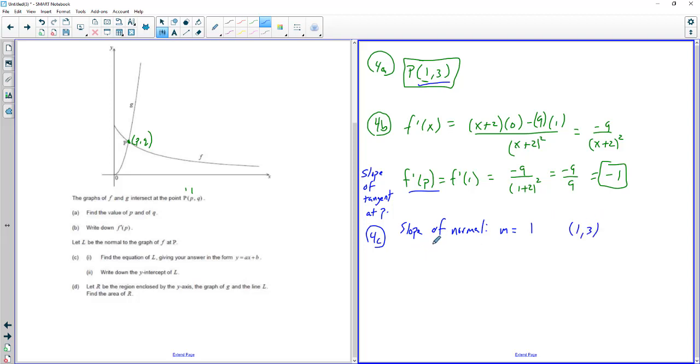Do you understand? Okay, so we have y equals mx plus b. We're just going to plug in the appropriate stuff. Okay, my m is 1. This is my x. This is my y. So I say 3 is equal to 1 times 1 plus b. That means that b is going to equal 3 minus 1, which is 2. So your answer is just going to be x plus 2. And this will be it. It's the slope of your normal. I'm sorry, the equation of your normal.